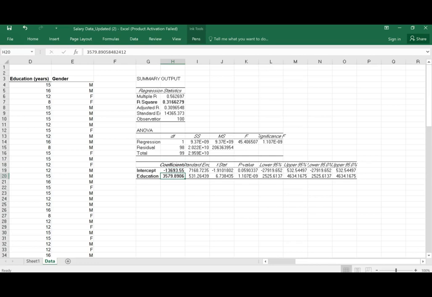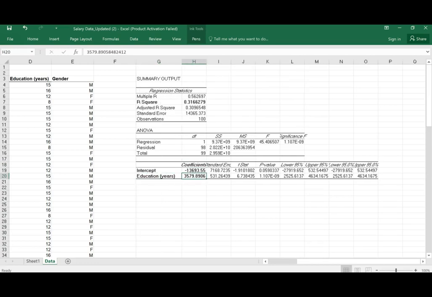The main one that I want to focus on is the education, right? So that education variable, remember, the coefficient represents when we have one more unit of the X, how much the Y changes by. What was X? What was Y? Our X was education, and our Y, our outcome, our dependent variable, was salary. So this is saying when you have one more year of education, this 3,579 is how much salary is going to change by.